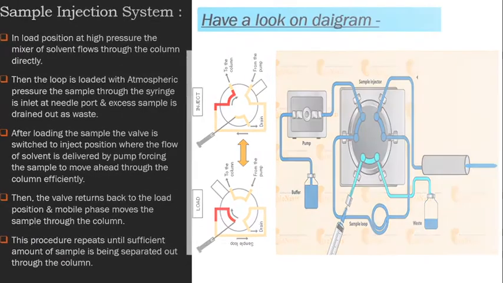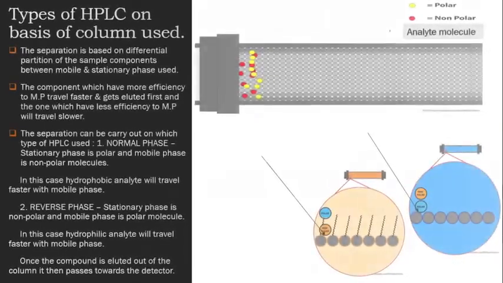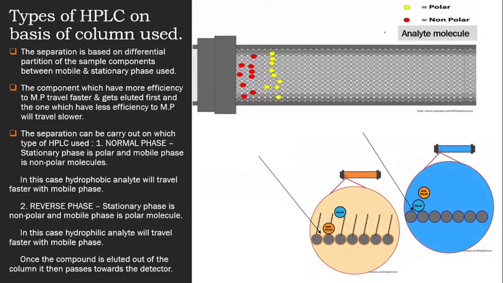Moving ahead, types of HPLC on the basis of column used. The separation is based on differential partition of the sample components between the mobile and the stationary phase used. The components which have more affinity towards the mobile phase will travel faster and get eluted first, and the ones which have less affinity towards the mobile phase will travel slower.